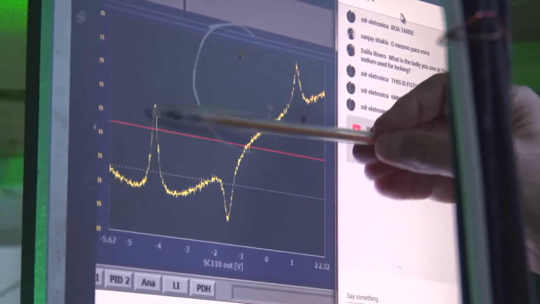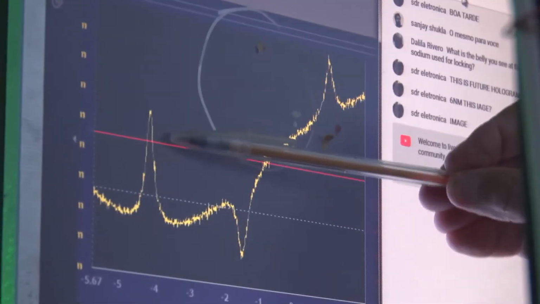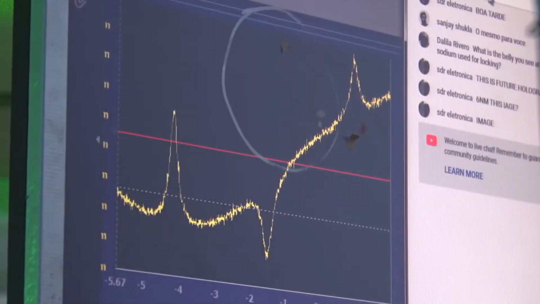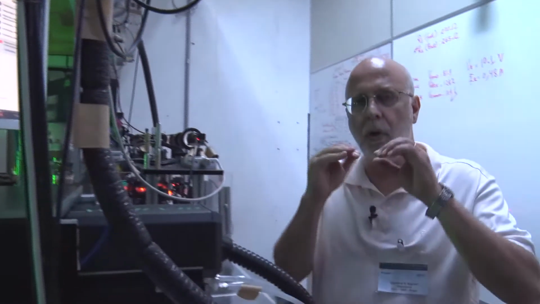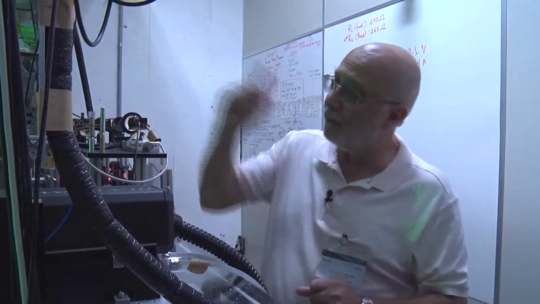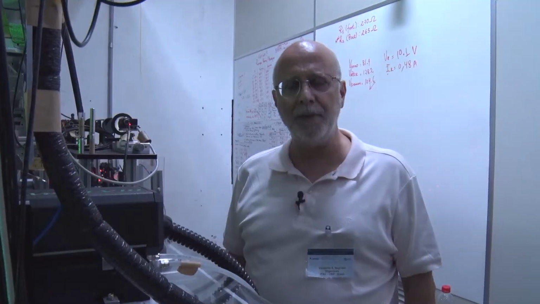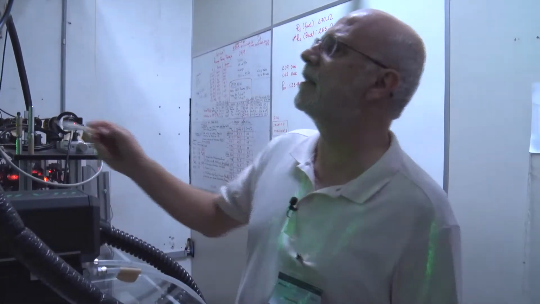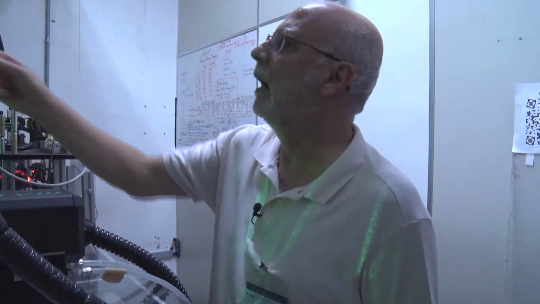If the peak here is zero detuning, and we go a little further, we are blue. If we go a little before, we are red. And then we can select more or less how to lock the laser at a precise slope of the saturated absorption curve. Okay, let me see some other questions.